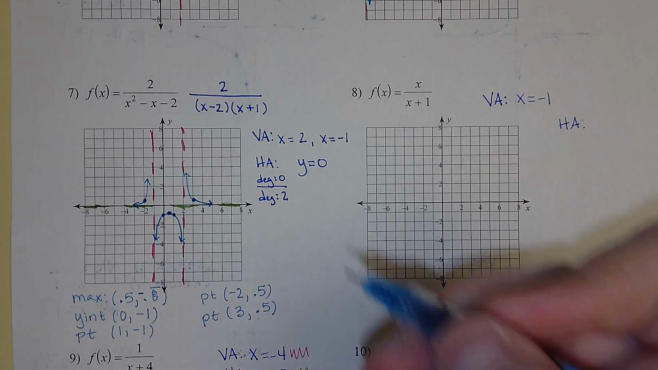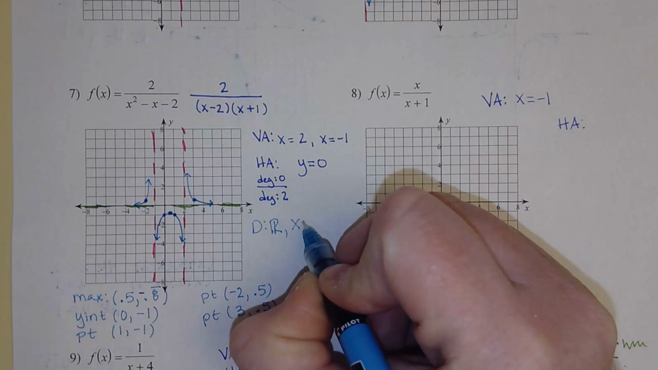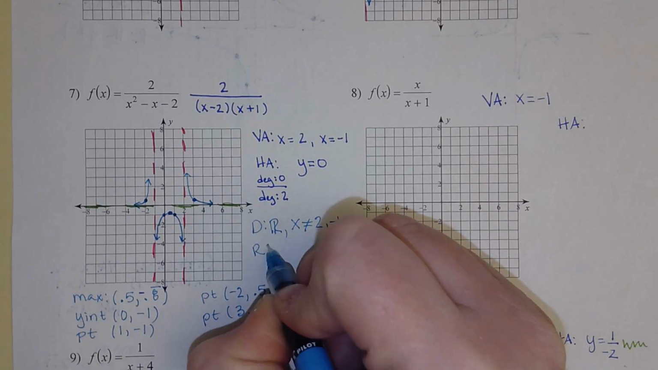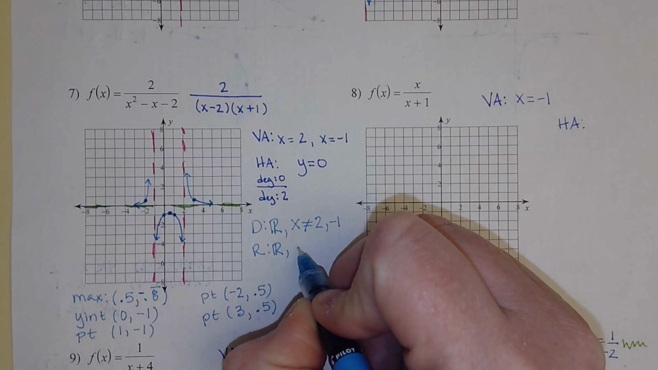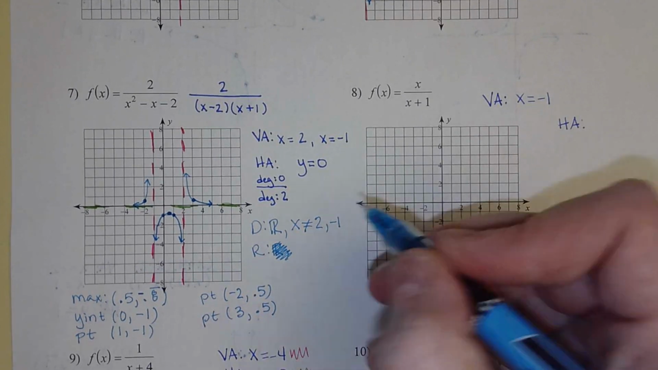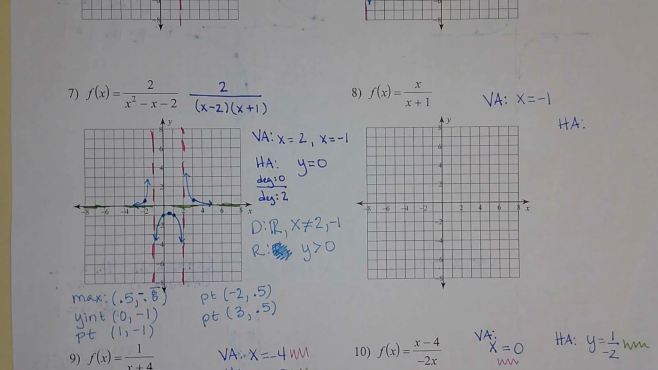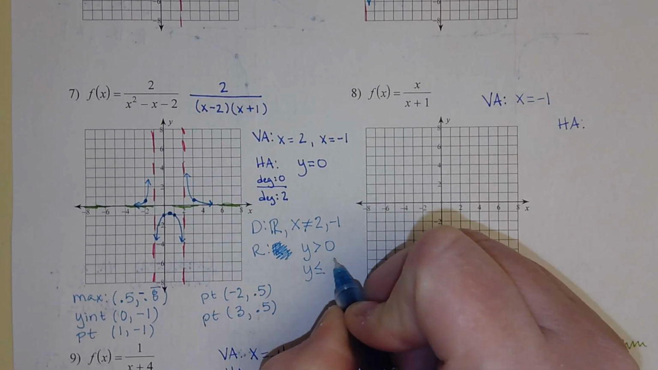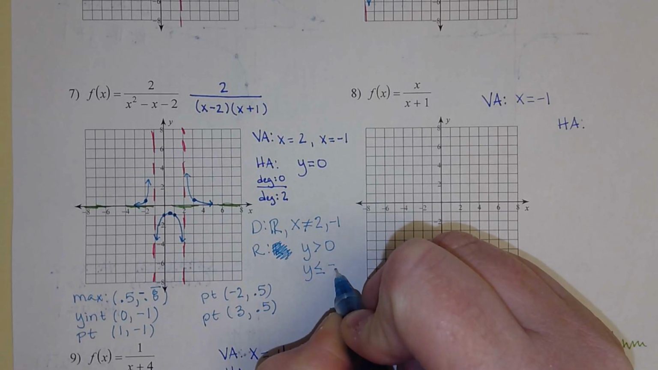Domain. Range is not all real numbers. I apologize. We have y is greater than 0 because that's the part that is above the graph. And then I have y is less than or equal to my value of my maximum of negative 0.8 repeating.